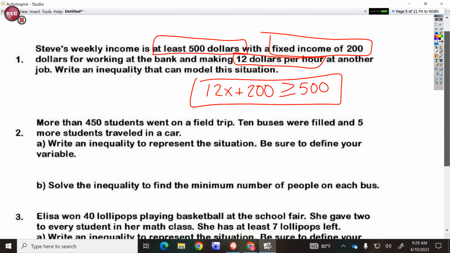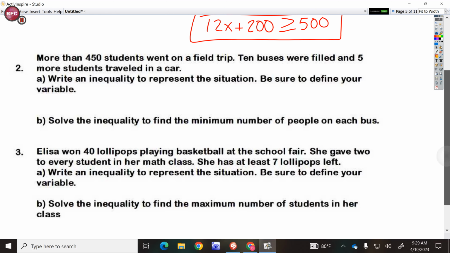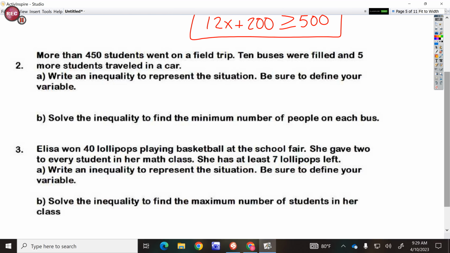All right, let's do the other two here so you can try the other two on the other page on your own. So here, more than 450. What's that going to be at the end? Greater than 450. How come it's missing the stick? Because it didn't say more than or equal to. It didn't say at least. If it says more than, no stick. If it says less than, no stick. You with me?